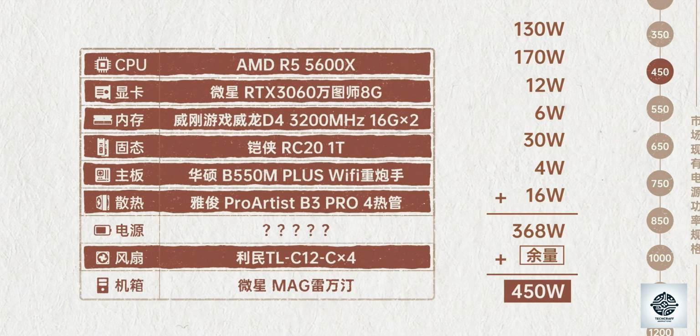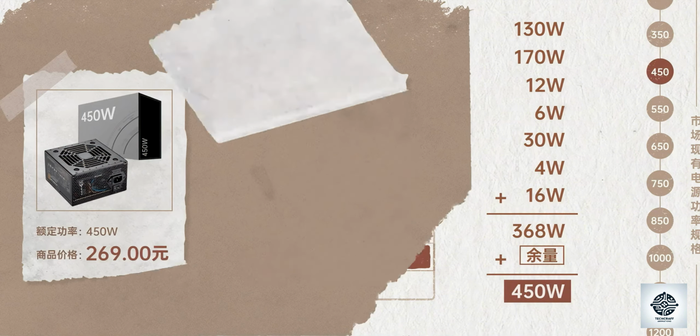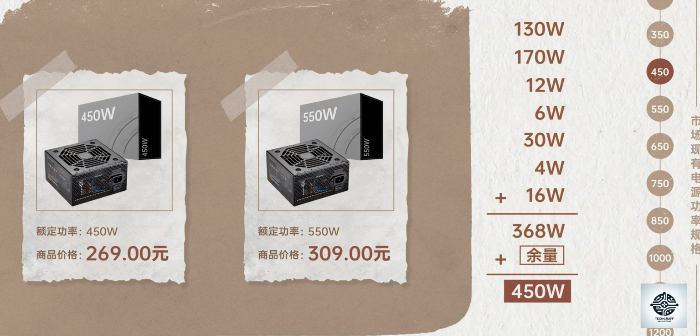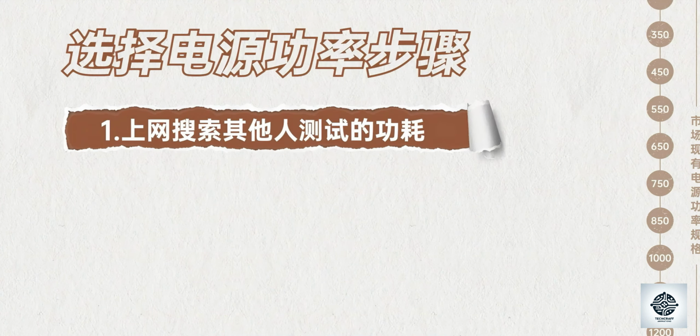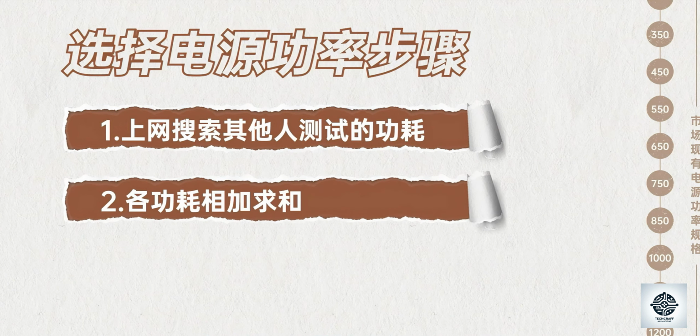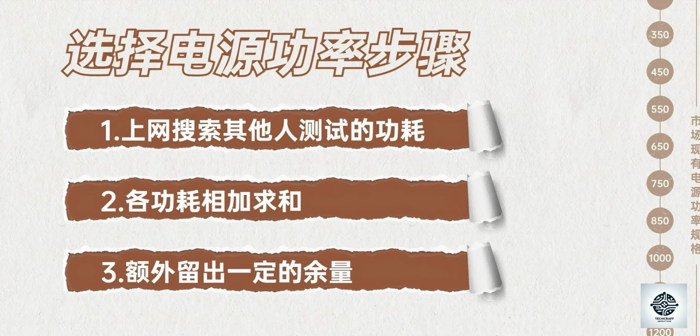However, as many manufacturers have gradually stopped producing 450 watt models, there will be fewer high-quality options in the future. And the price difference between 450 watt and 550 watt power supplies is usually only about 30 to 40 units. Therefore, I recommend going for a 550 watt power supply to ensure stability. Similar to when you search for information online, find the power figures that others have tested and add them to your own results. Always leave a certain margin of extra capacity so you can determine the necessary power supply.